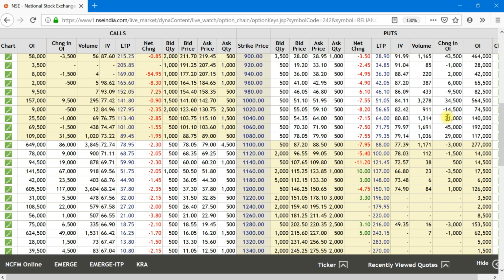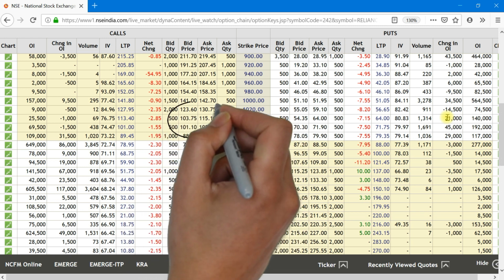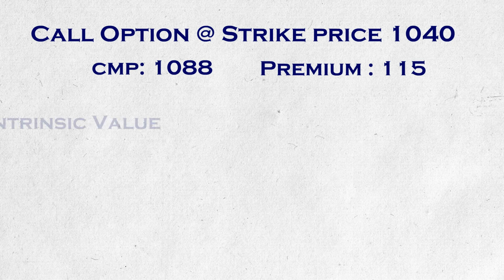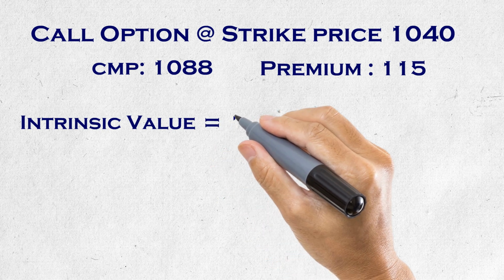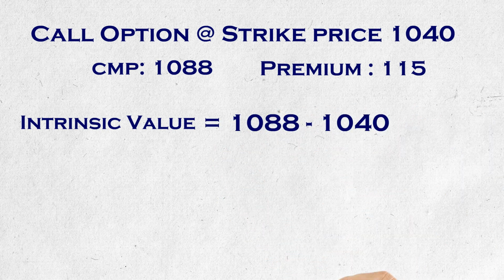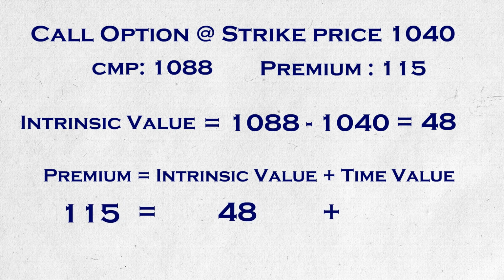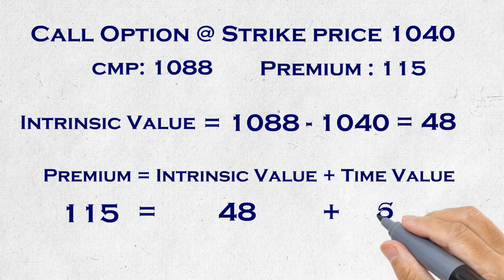Okay, we have seen that this premium consists of two factors. Let us check that practically. Let us check that with the call option of 1040. How much is the premium? 115. Formula for intrinsic value of call option, spot price minus strike price. So 1088 minus 1040, 48 rupees. But why do we need to pay 115 rupees? That's because of time value, right? So the time value is 67 rupees.